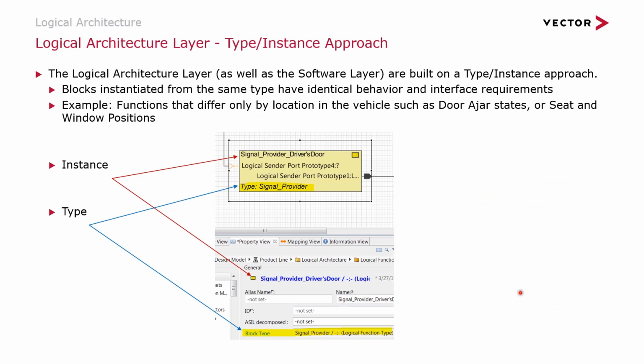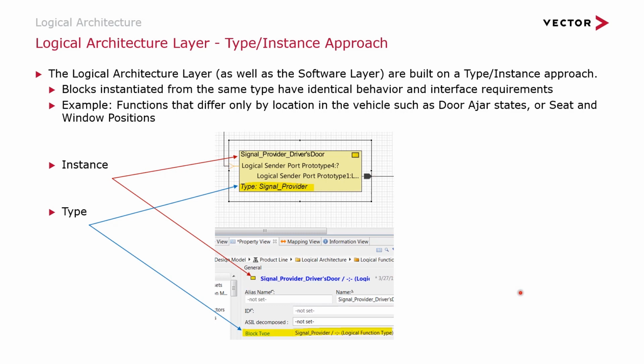The logical architecture layer in PREEvision, as well as the software layer, work on what we call a type instance approach, so that blocks instantiated from the same type are identical. They have the same behavior, same interface requirements, and they remain in sync with the definition of the type.